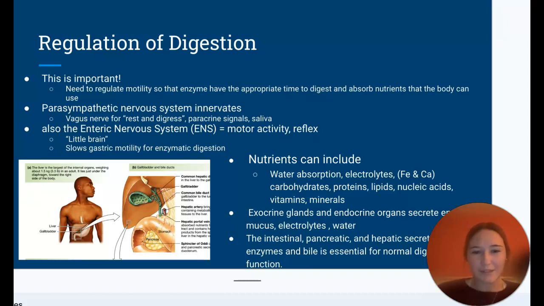We absorb the nutrients of water, electrolytes such as sodium, potassium, chloride. We also absorb iron and calcium. Calcium is very important for neurostimulation that we've seen before. Carbohydrates, proteins, lipids, nucleic acids, all the macromolecules, and vitamins are very important for transport, and for proteins that use those minerals. Digestion is also regulated by exocrine glands and endocrine glands. Those are the pancreatic and liver organs that we'll talk about in the next few slides.